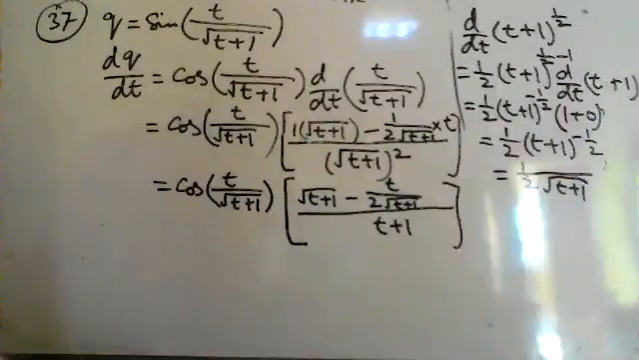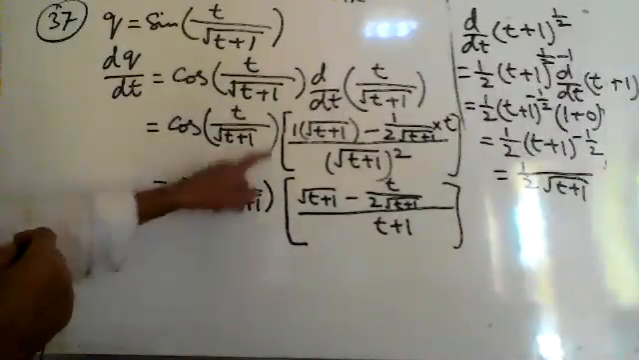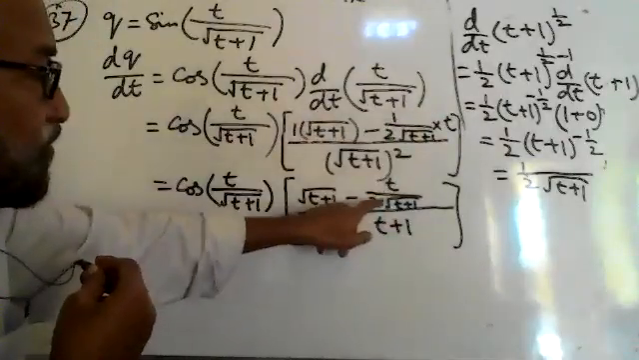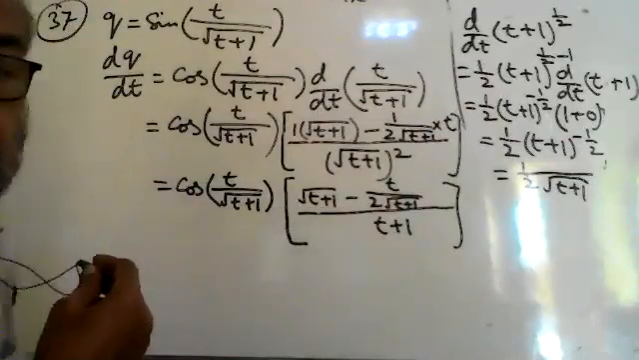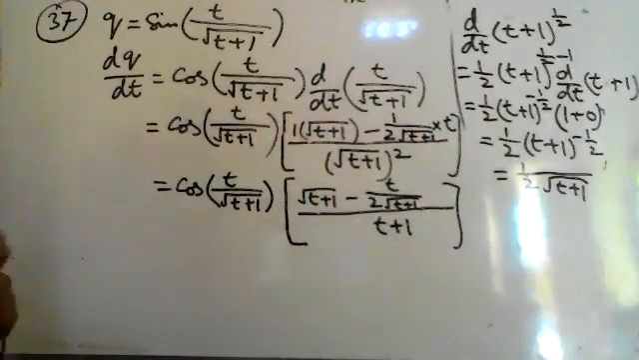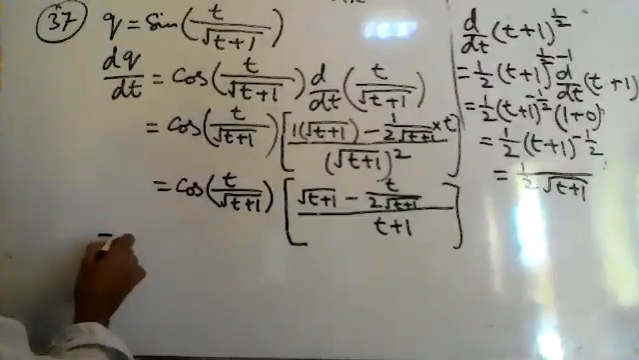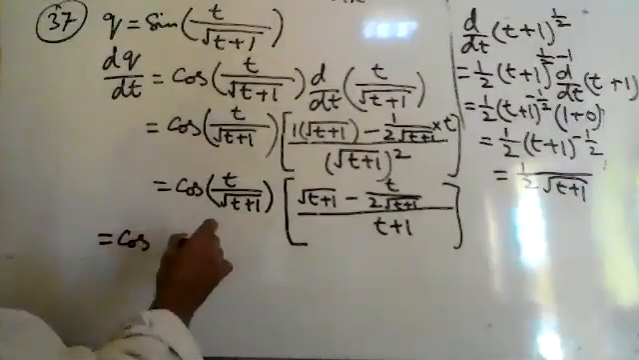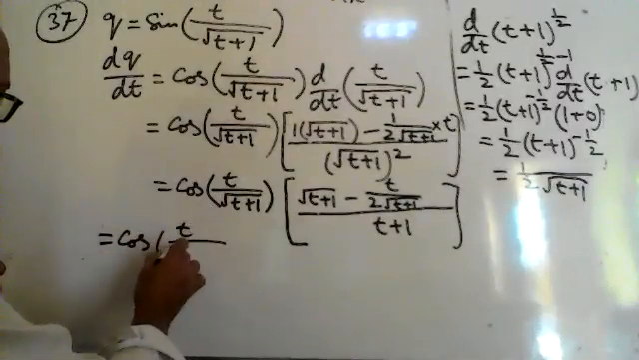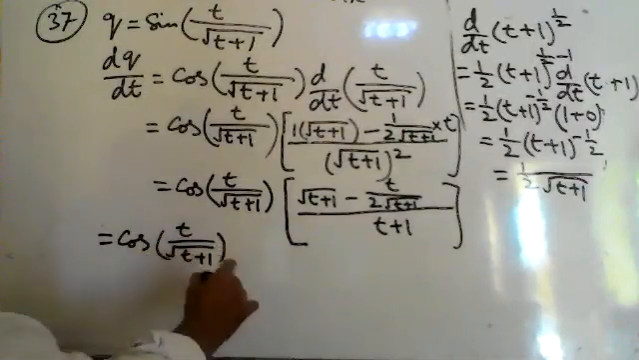Okay, this question, cos t upon under root t plus 1, 1 into under root t plus 1 minus t into 1 will be t upon 2 under root t plus 1 upon t plus 1. Now we will take the LCM of the upper. It will become cos t upon root t plus 1 whole.